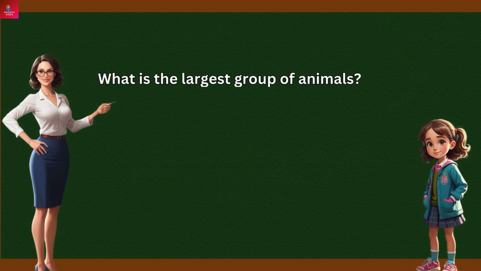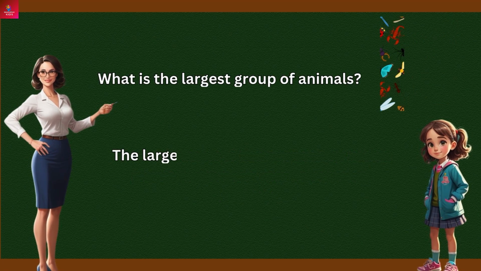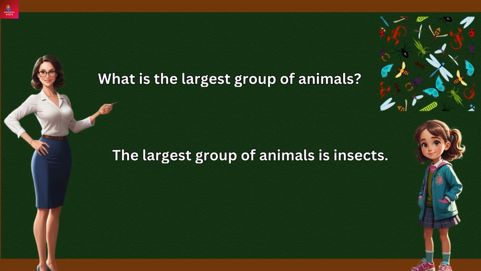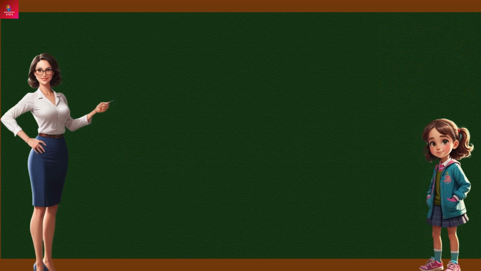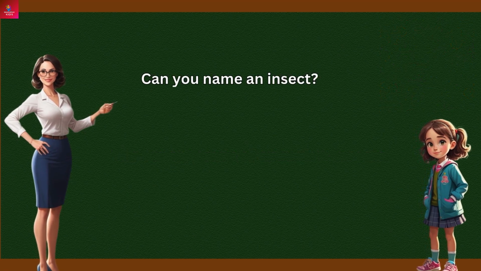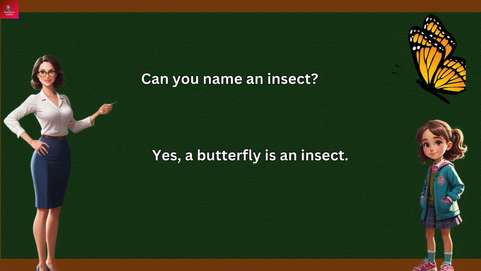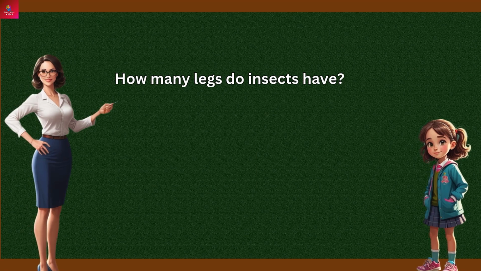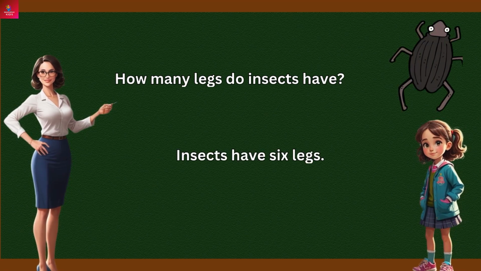What is the largest group of animals? The largest group of animals is insects. Can you name an insect? Yes, a butterfly is an insect. How many legs do insects have? Insects have 6 legs.